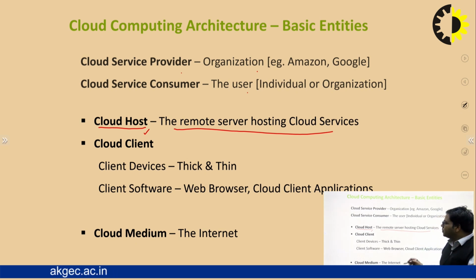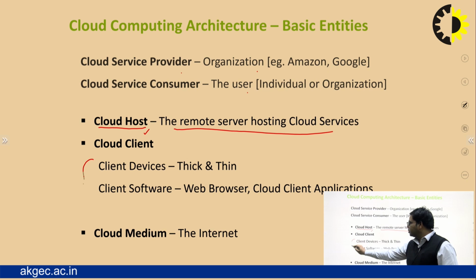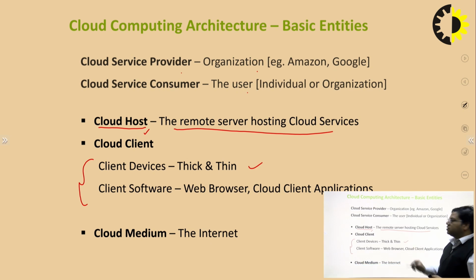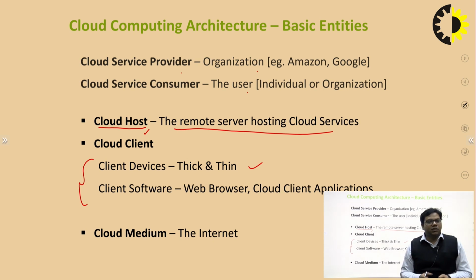And on the client side, there could be two things through which any user can access the service. If we are going to access the cloud services, then we need some devices on which we can get the services provided by the cloud service provider. So these client devices can be categorized into two categories: thick device and thin device. I believe you already have a little idea about thick and thin devices. I'm going to give you a small description.